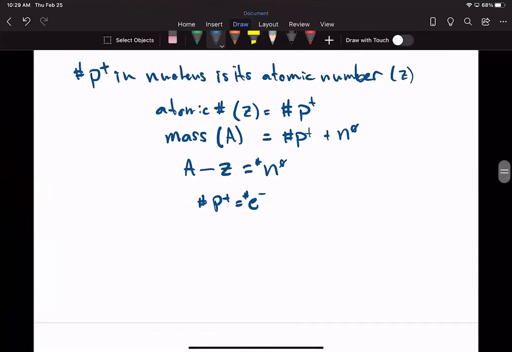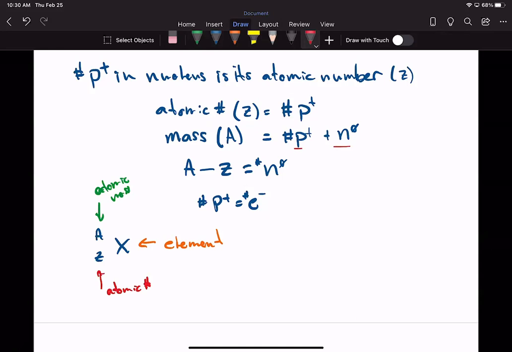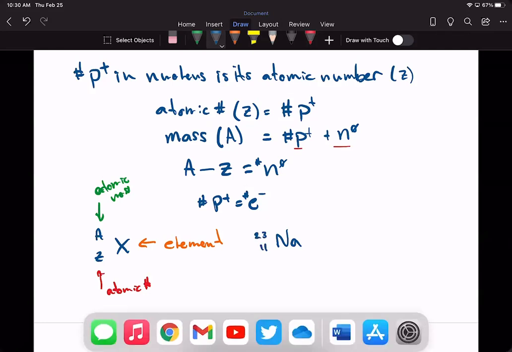So I'm going to write this generic version here, and we'll say X, A, and Z. X represents the element, A represents the atomic mass, and Z represents the atomic number. And we know the atomic number is equal to the number of protons. And we know the mass is equal to the number of protons and the number of neutrons. So if we had an element that looked like this, we do have to round these numbers. I'm going to put 23 and 11, but this is where I get those numbers from.